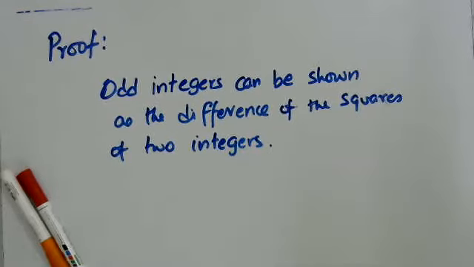So interpret this statement for me then, Nandesha. If you are bored, I am giving you a task to do. Odd integers can be shown as the difference of the squares of two integers. What does that mean?